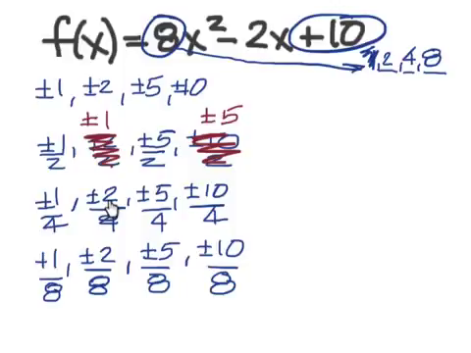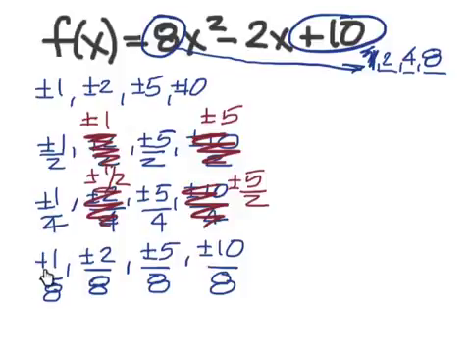What about this one? What is it? It's a half. What about this one? That one? What is it? 5 over 2. And then what about this one? What about this one? What is it? 1/4. What about this one? What is it? 5 over 4.